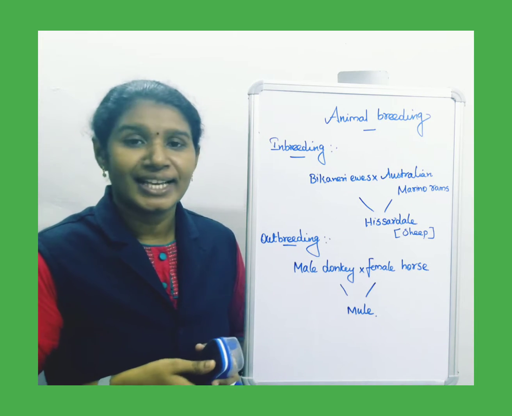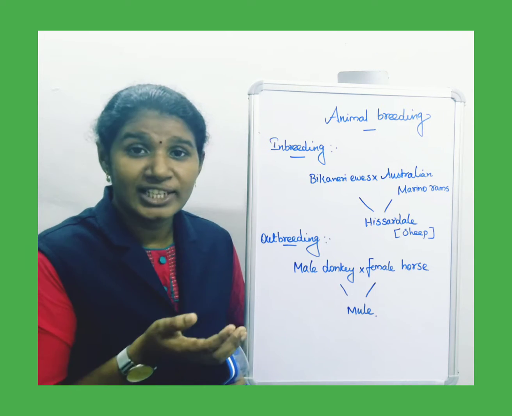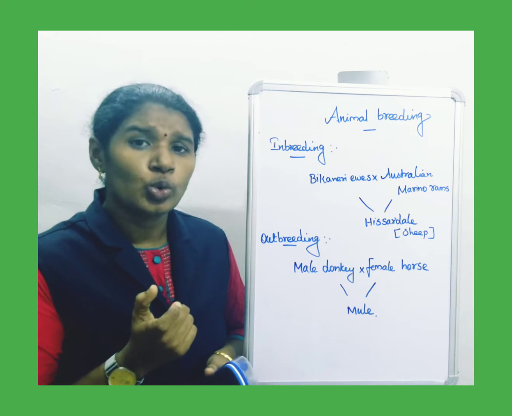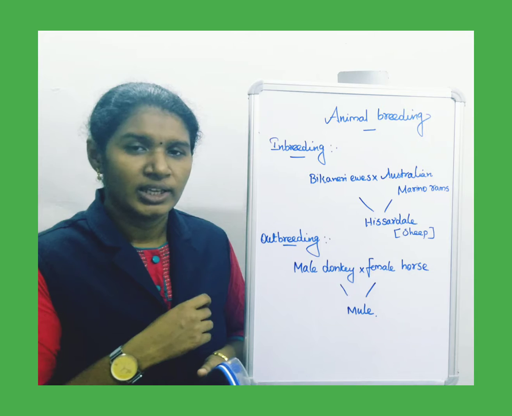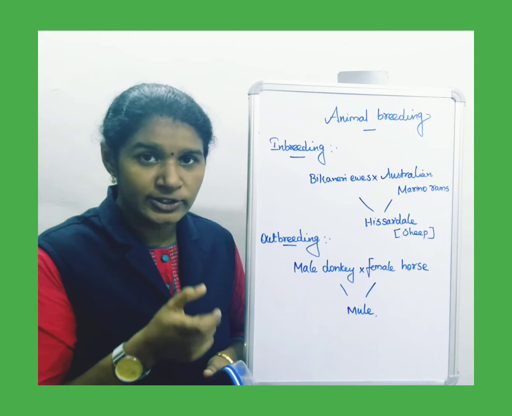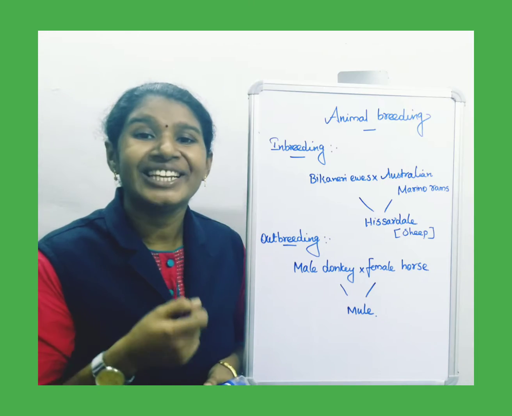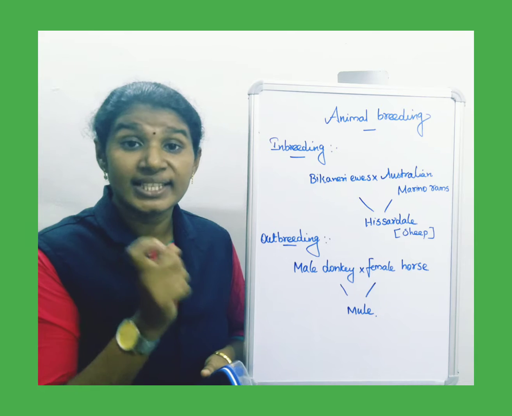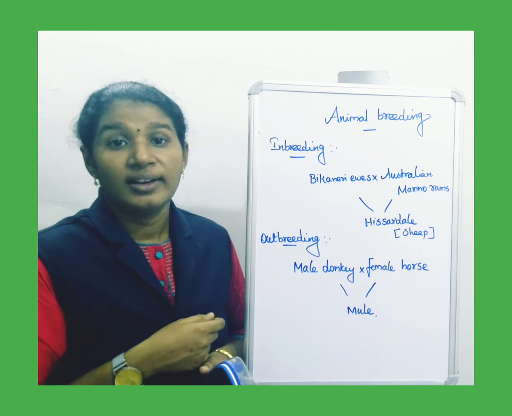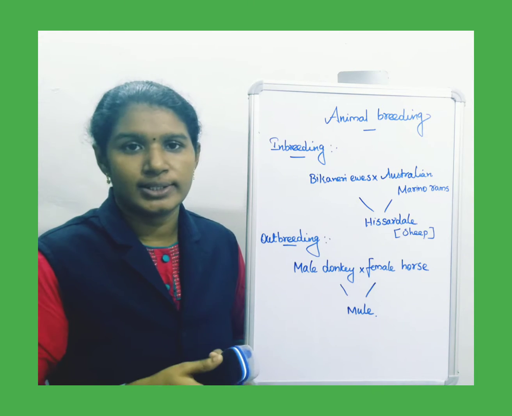Today the topic is animal breeding. What is meant by breeding? What is the difference between breeding and breed? You know what is meant by breed. Breed is a group of animals that has a common origin but different characters, not found in other members of the same species. That is called breed, for example general appearance or other features.